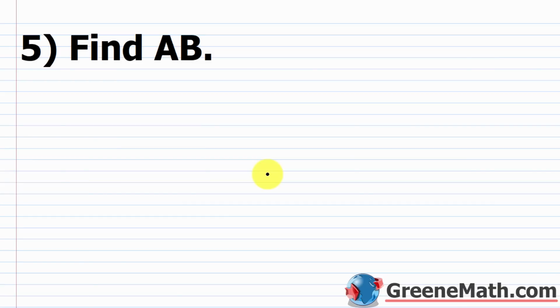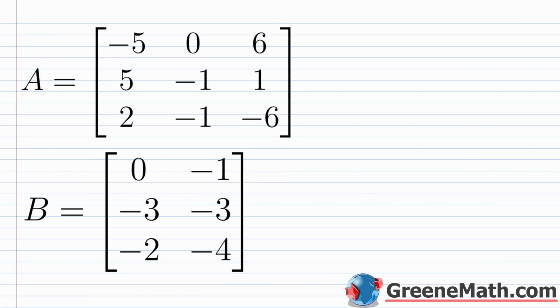All right, for problem 5, we're asked to find AB. All right, so coming down here, this is going to be your matrix A, and then this is going to be your matrix B. So first off, can we find our product? Well, this is a 3 by 3. So you have a 3 by 3 here for A, and then this guy right here is a 3 by 2. So a 3 by 2.